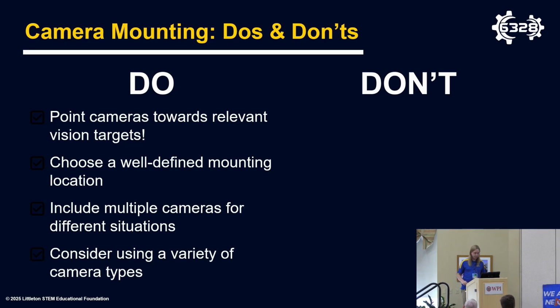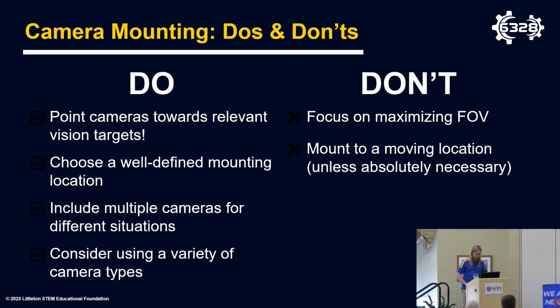Also consider using a variety of camera types. Vary your FOV, use monochrome versus color cameras. Different situations require different camera properties, and so you shouldn't constrain yourself to always using the same camera. Now, in terms of things not to do, for local positioning, as I said before, focusing on maximizing field of view is generally a poor objective. You want to be looking at specific parts of the field. Don't, as I said, mount it to a moving location. Compensating for that is possible, but quite difficult.